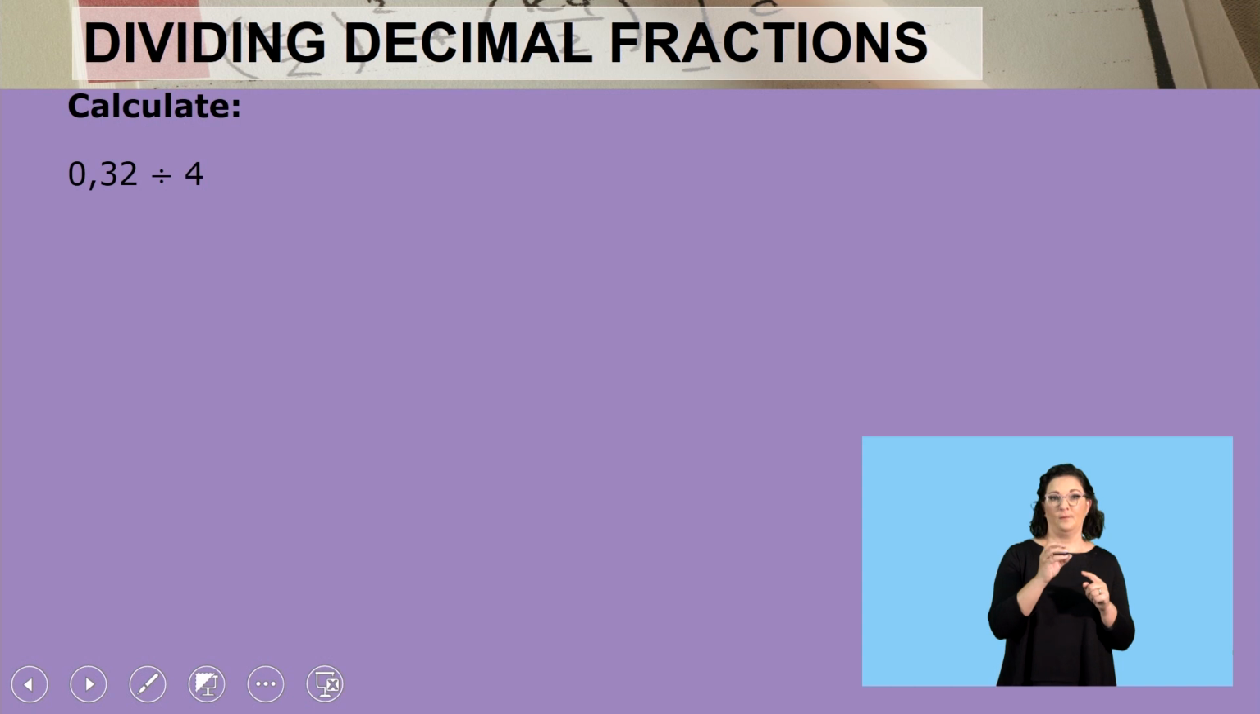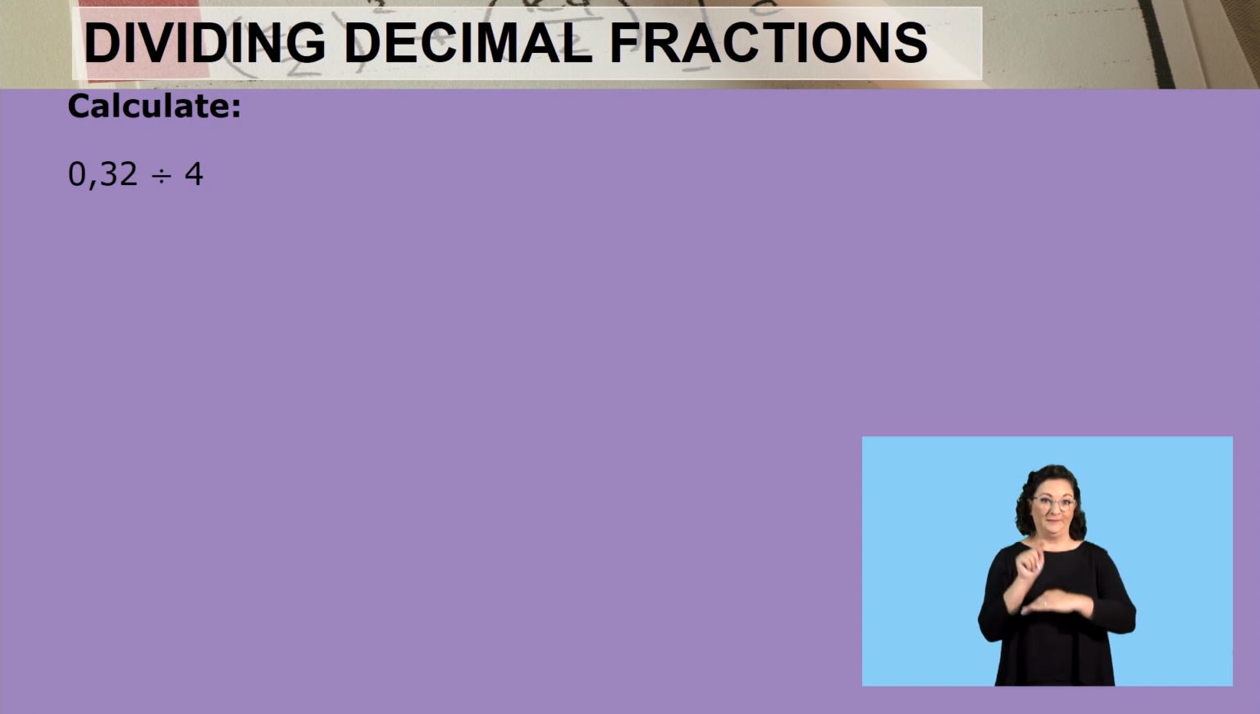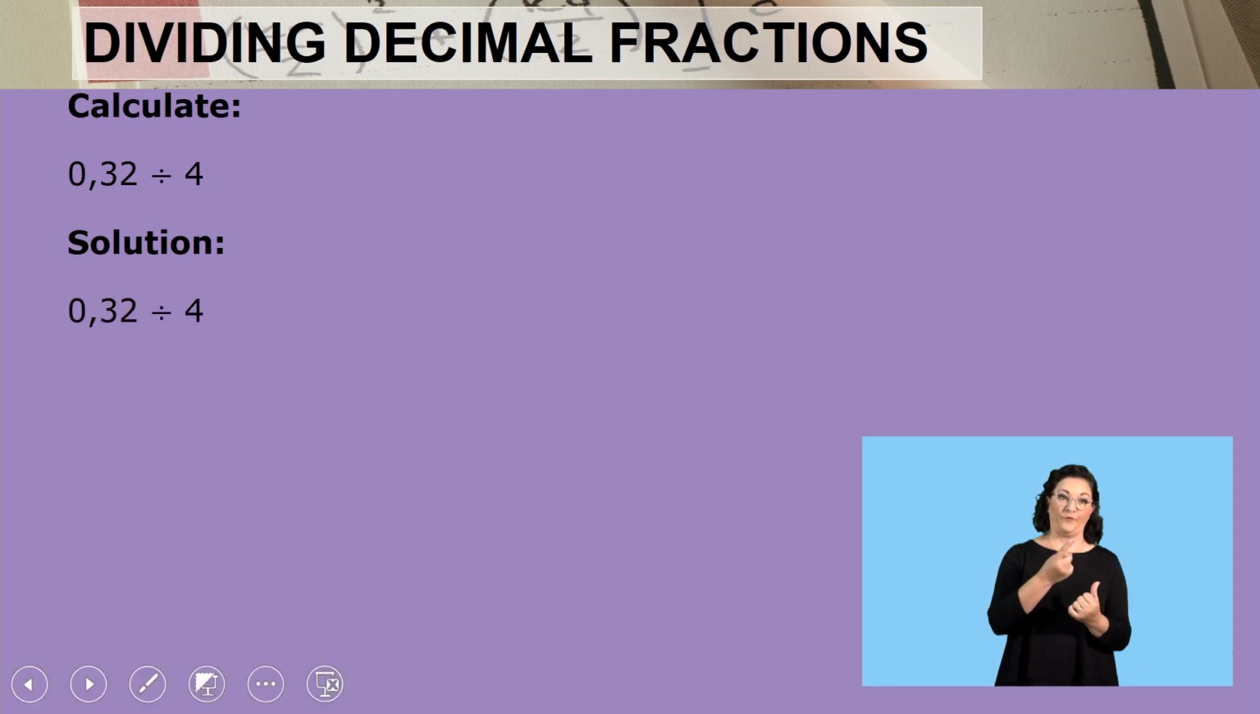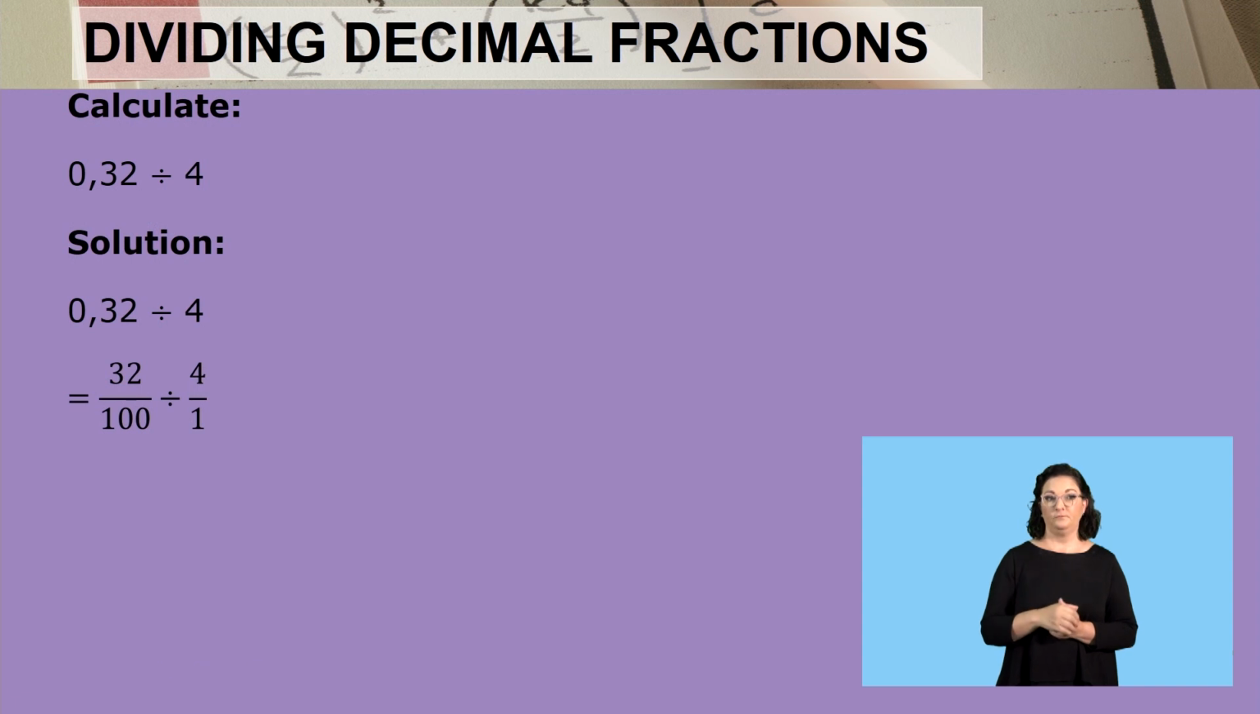Let's move. Example 1. Calculate 0.32 divided by 4. Let's look at a solution. Remember, we said we are going to convert to a common fraction first. So this 0.32 divided by 4 is actually 32 hundredths divided by 4 over 1. And then we know we can't actually divide fractions, so we introduce the tip and times method.